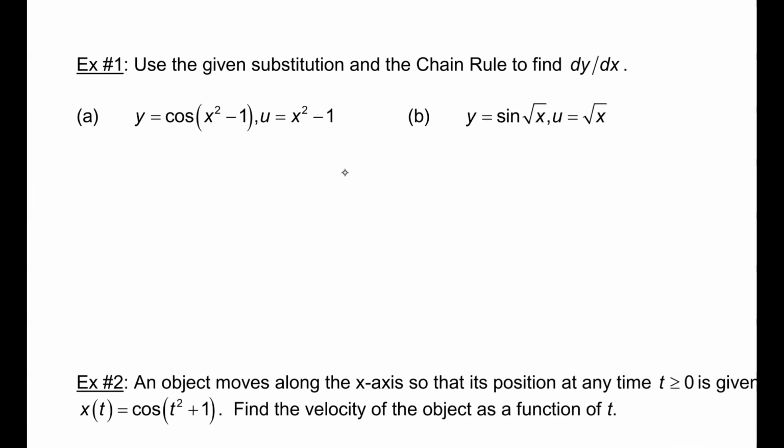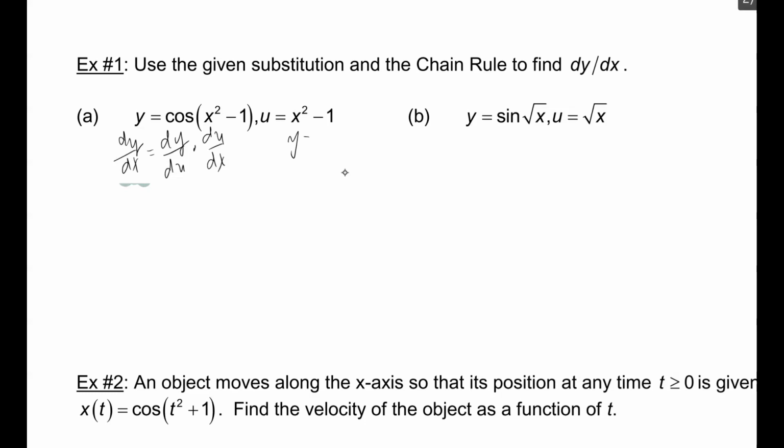So here we're going to use substitution and chain rule to find dy/dx. So cosine of x squared minus 1. We're going to let u be x squared minus 1. So I'm going to rewrite my function. dy/dx is equal to dy/du times du/dx. And one thing I want you to note is this is not just simple algebra. You can't just cross out the du. It doesn't work that way. Okay, so let's rewrite it.